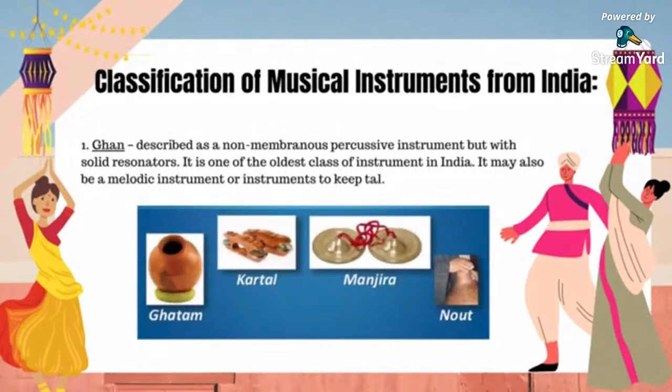Classification of musical instruments from India. Ghana is described as a non-membranous percussive instrument but with solid resonators. It is one of the oldest classes of instrument in India. It may also be a melodic instrument or an instrument to keep tala.